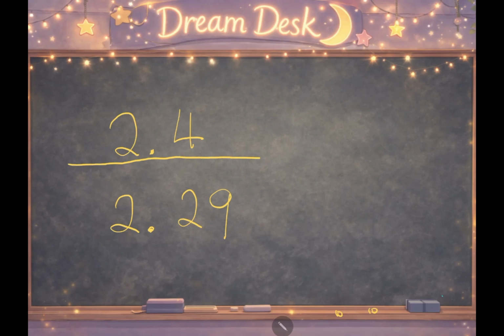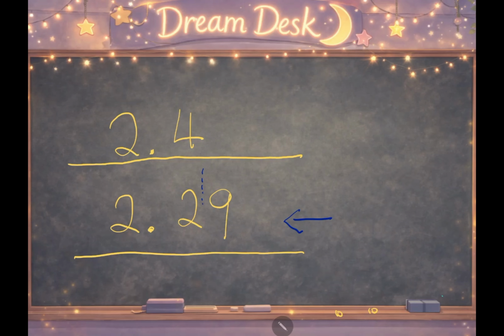On top, I have 2.4, and on the bottom, I have 2.29. Do you think you can guess which number is larger? If you had guessed it's the bottom one, that is incorrect. Although it looks like twenty-nine, it is not 2.29 read as twenty-nine, it is two point two nine.